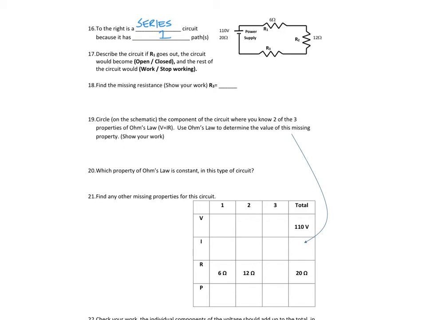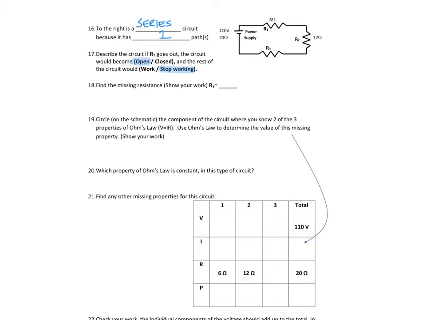So if I want to describe the circuit if R1 goes out, here's R1. If this resistor goes out, then electrons cannot cross over. There's no way for them to jump across and get to R2 and 3. This resistor creates a gap, and that gap makes that circuit open. And because it's open, the rest of the circuit will stop working. In other words, in a series, if one light bulb goes out, all of them go out.